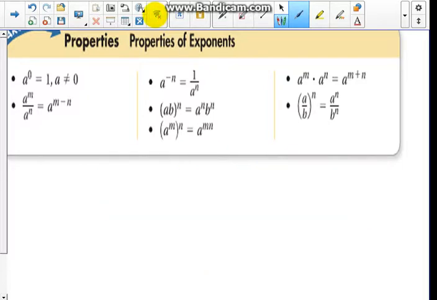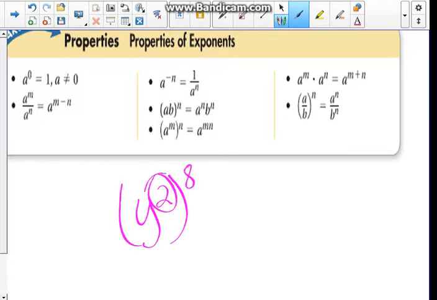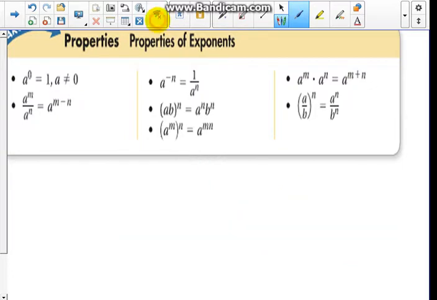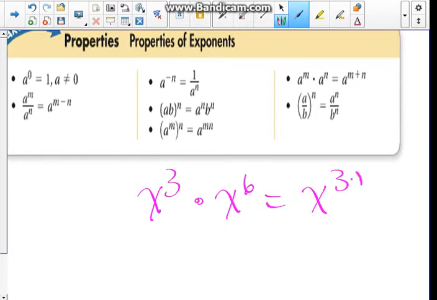When I have a power to a power, like y squared to the 8th power, well, a power to a power, we multiply. So that's equal to y to the 2 times 8, which is y to the 16th. If I'm multiplying powers of the same base, like x to the 3rd times x to the 6th, then we just keep the base and add the powers.